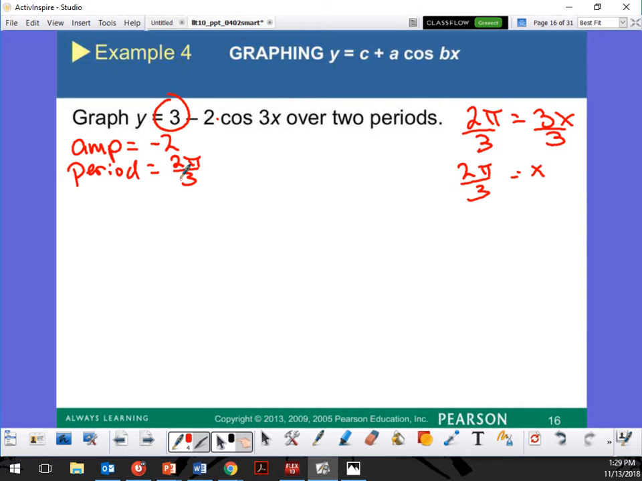Okay, step 3, parts. Since I said 1 period, so it's parts. So my parts are going to go 0, quarter, 1 half, 3/4, and 1.